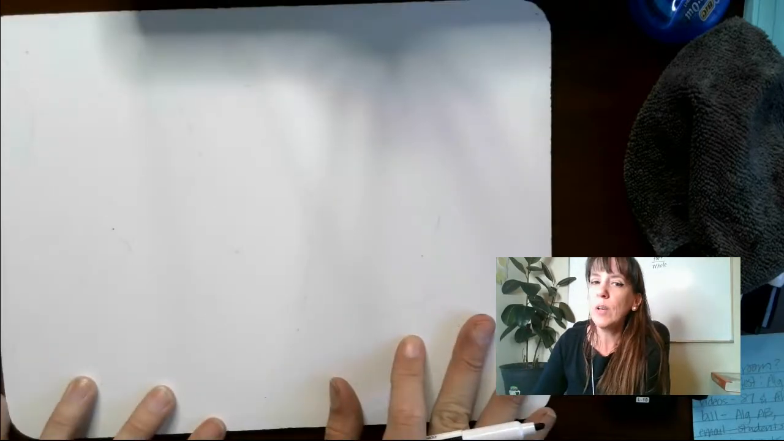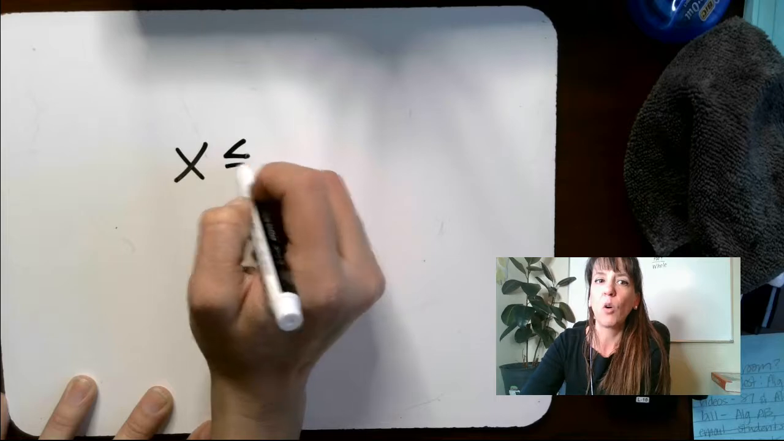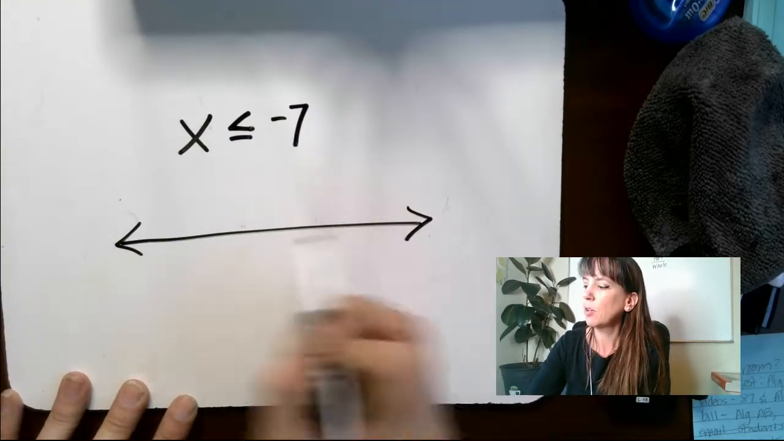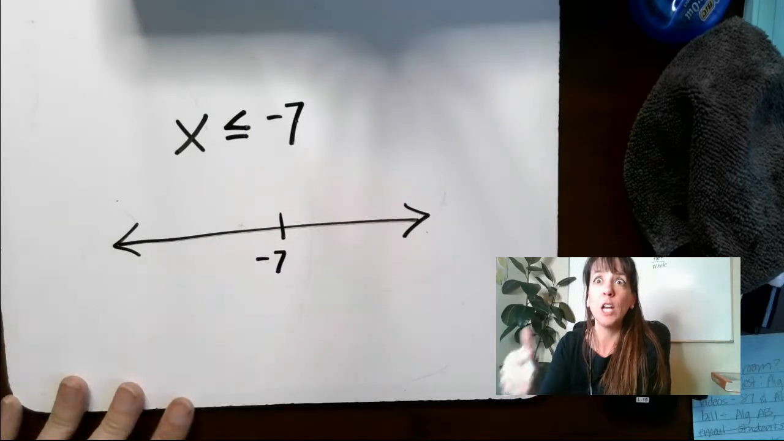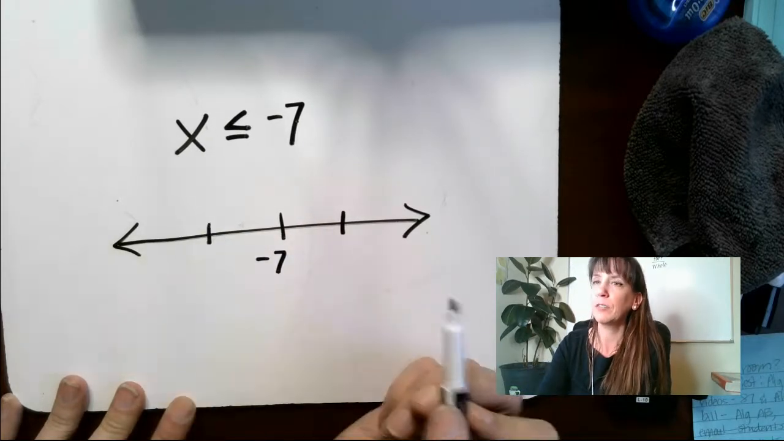Let's see, graphing inequalities. Guys, when we graph inequalities, here's what it looks like. X is less than or equal to -7. What you do is you draw out a number line. We're gonna put that guy right in the middle, -7. You gotta give your number lines context, right? You gotta have something right over here and something right over here.